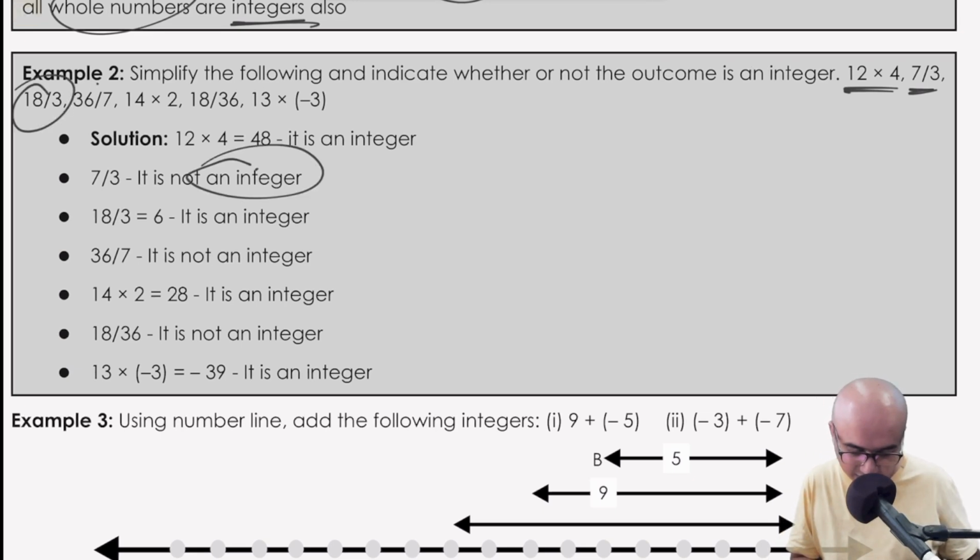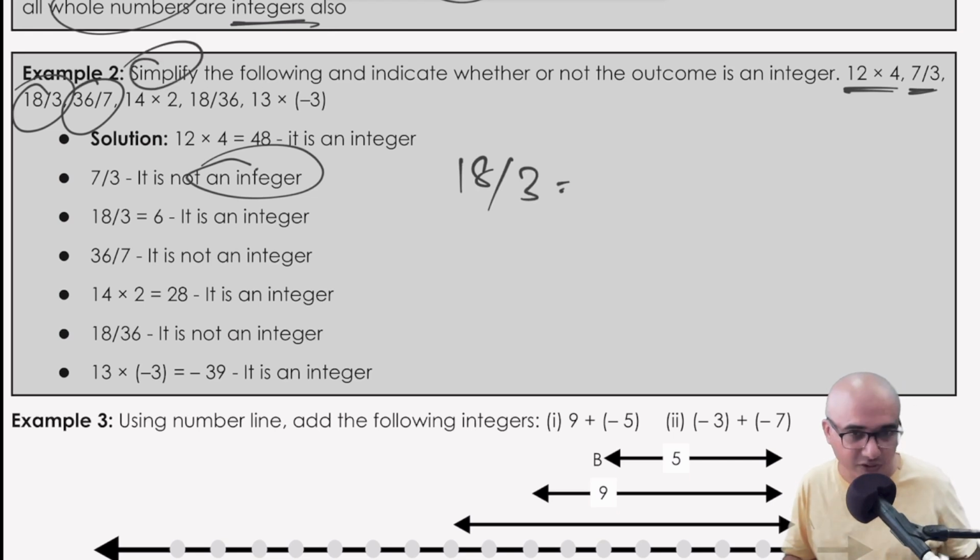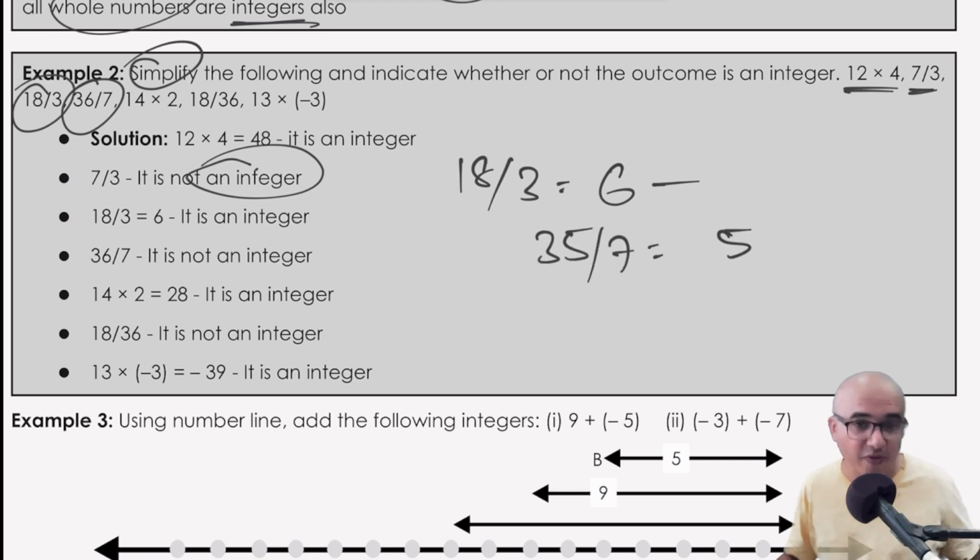18 by 3, fraction, 36 by 7. Okay, 18 by 3 we can still consider. So even though it is a fraction, it can be simplified, no? So 18 by 3, since the question itself is about simplification. So 6 would be the simplified form of 18 by 3 because 3 times 6 is 18. So this is an integer. 36 by 7 not possible, whereas if it was 35 by 7 it would be possible. The simplified form of that would be 5 and 5 would be an integer.